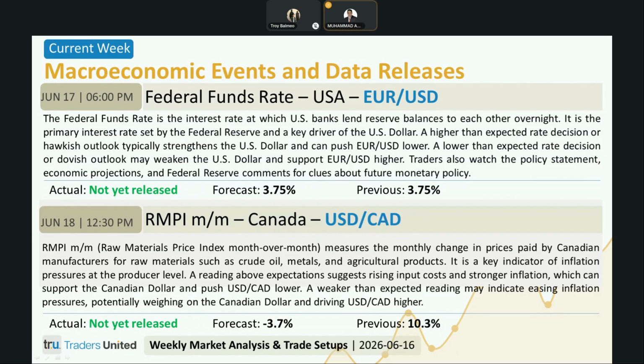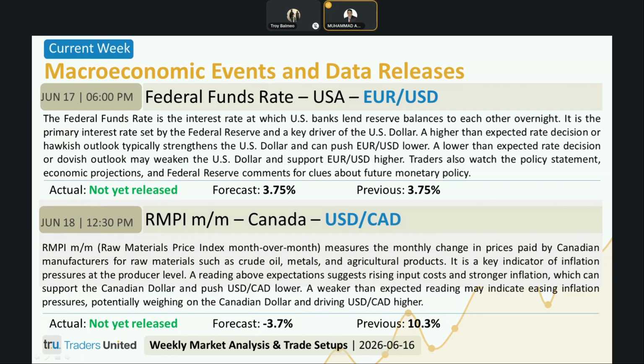A stronger than expected reading suggests rising input costs and higher inflation pressure, which can support the Canadian dollar and push the USD CAD lower. A weaker than expected reading suggests easing cost pressures, which can weigh on CAD and support the USD CAD to the upside. Now, the previous reading we got was 10.3%. Forecast is minus 3.7%. Actual data is not yet released, but it is going to be released on June 18 at 12:30 p.m. UTC time.